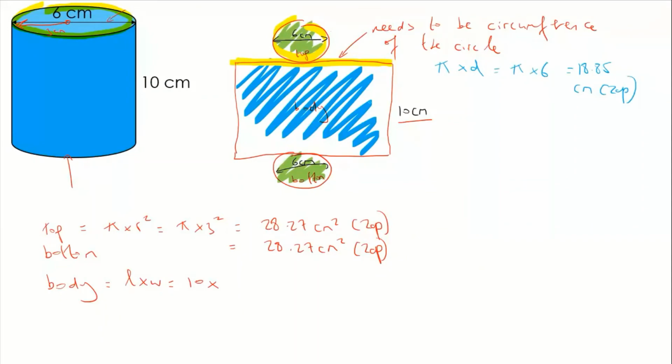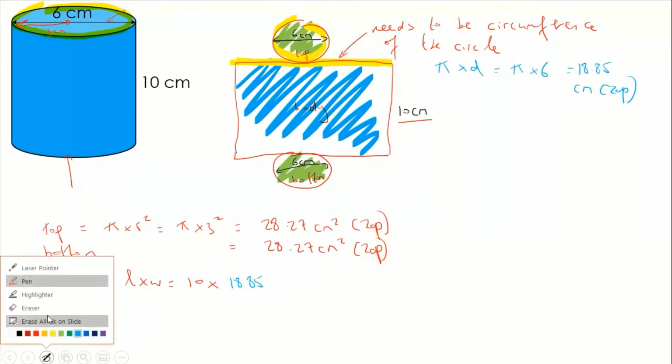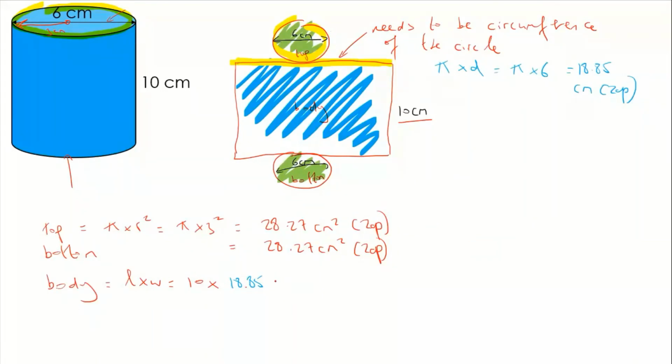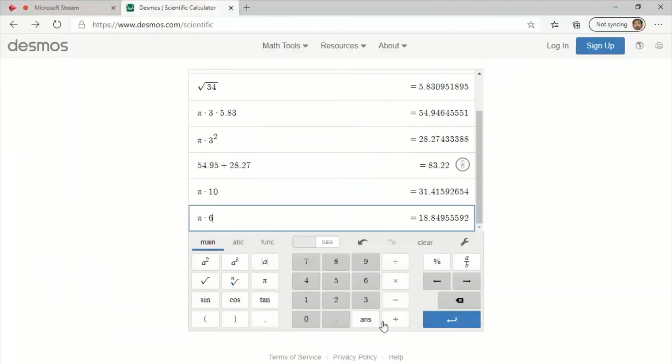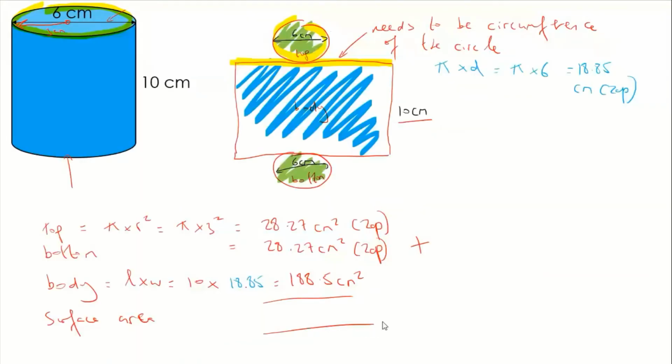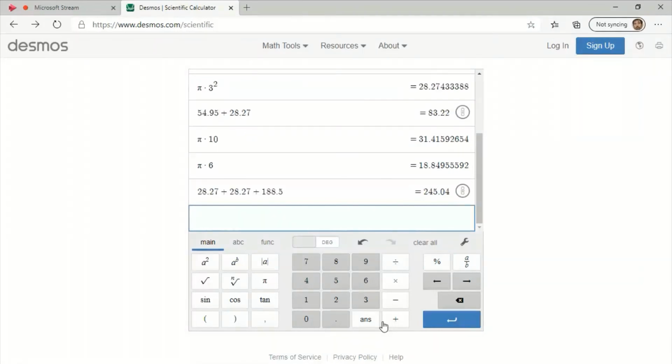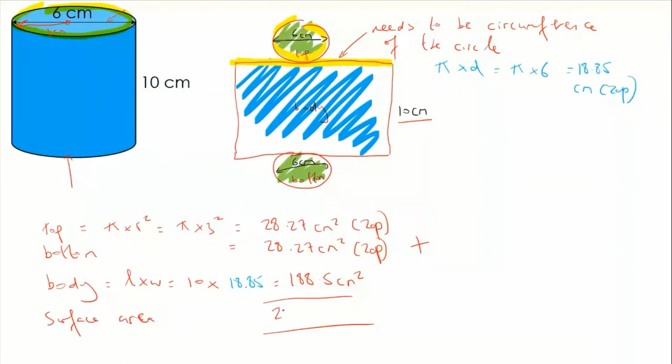So now this rectangle is 10 long and 18.85 wide. And 10 times 18.85 is 188.5 centimeters squared. So to find the surface area now, remember, just add together these three faces. 28.27 plus 28.27 plus 188.5 gives me 245.04 cm squared. And we are done with that one.